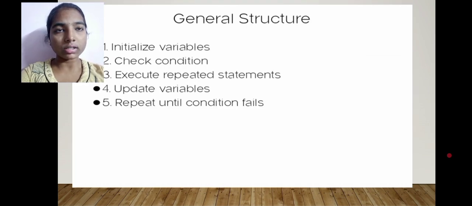What is the general structure of repetition algorithm? First, initialize variables. Second, check condition. Third, execute repeated statements. Four, update variables. And five, repeat until the condition fails.